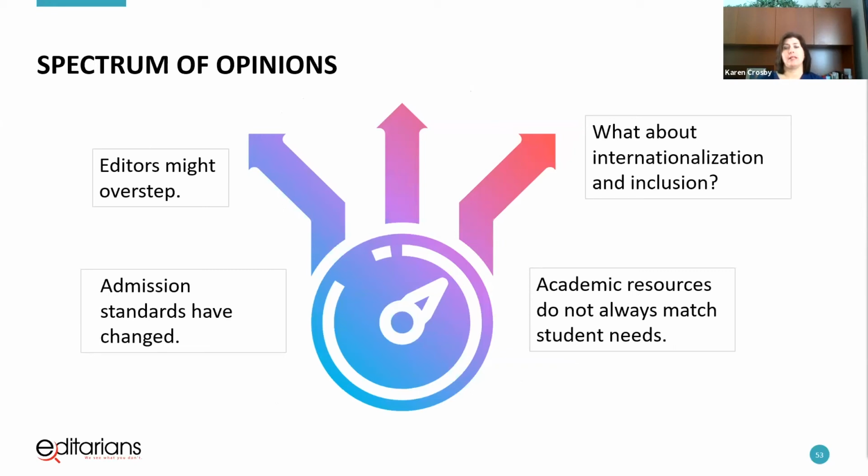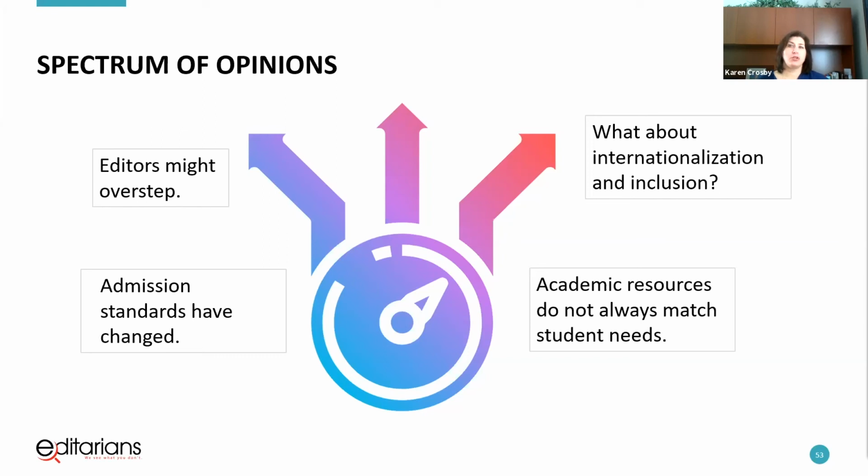It is great to see the University of Calgary stepping up to shine a light on editing student work and maybe generate some discussion. On the one hand, there's legitimate concern that editors might overstep. On the other hand, many feel that admission standards have changed and literacy levels are not what they used to be. Graduate students may not have undergraduate degrees, so they don't have the same level of training in critical writing. Internationalization and inclusion play a larger role on university campuses and have widened the conversation as to what is fair.